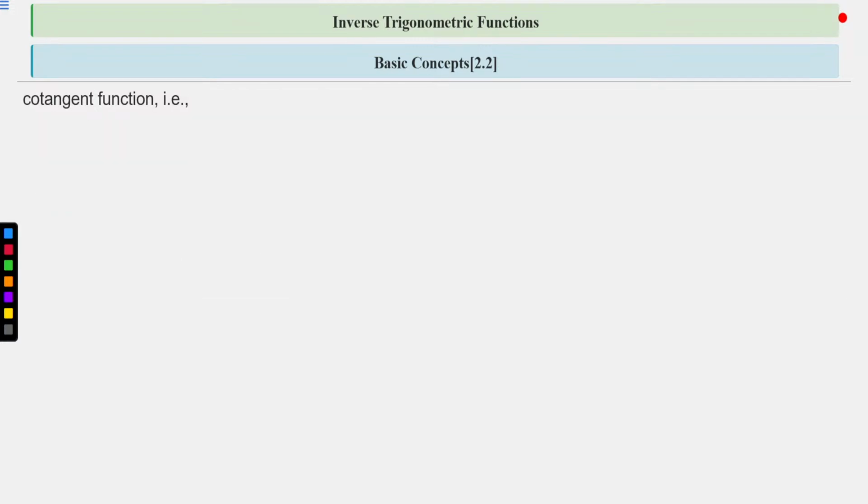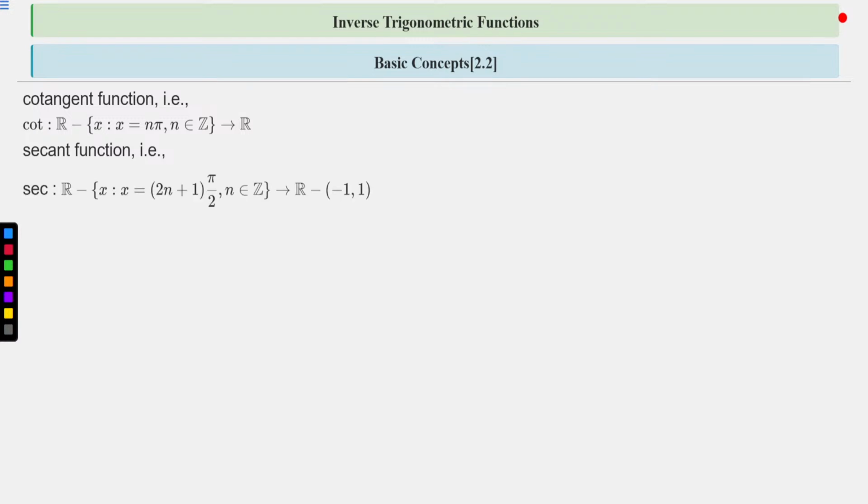Similarly, cotangent function, that is cot theta, will be defined from all real values except x such that x is equal to n pi, where n belongs to Z, to R, right? Secant function, that is sec theta, will be defined from all real values except x such that x is equal to (2n plus 1) pi by 2 when n belongs to Z, to all real values except -1 to 1, right? All real values except -1 to 1.